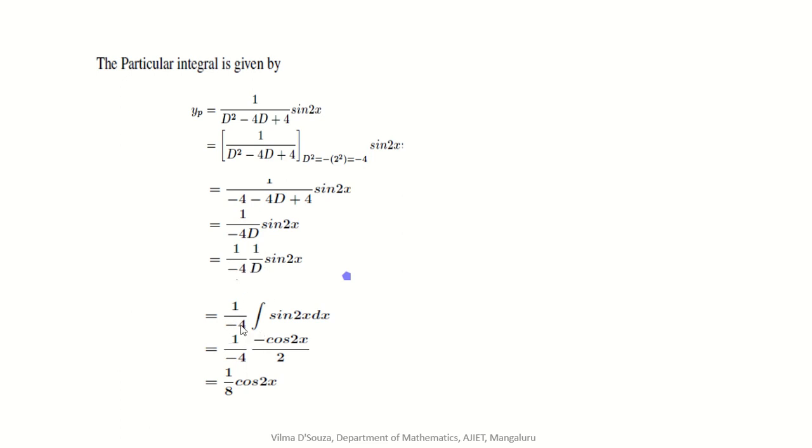So minus 1 by 4 integration of sin 2x dx is equal to minus 1 by 4. What is the integration of sin 2x? Minus cos 2x by 2. So combine the terms, minus minus gets cancelled. So cos 2x by 8. So yp is equal to 1 by 8 cos 2x.